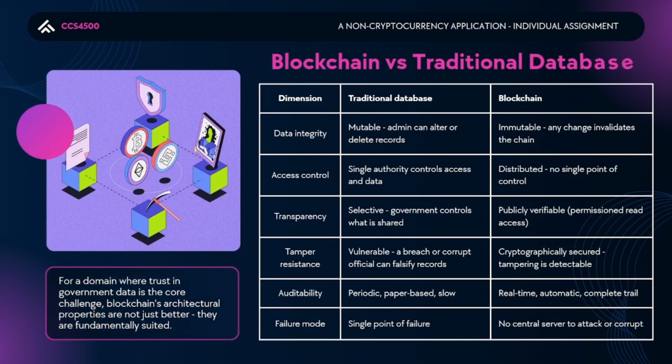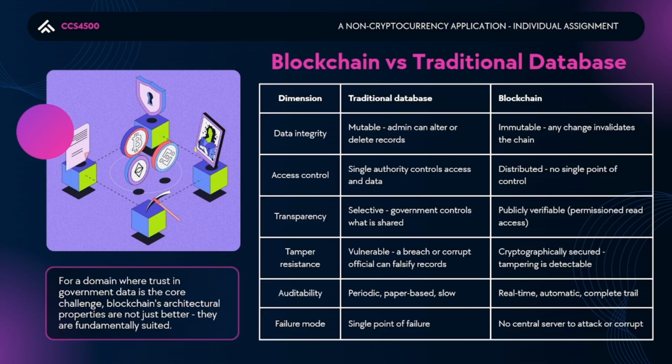And now let's compare how the same identity data would be handled in a traditional centralized system versus a blockchain. So, as you know, in a traditional database, a single authorized party, like the government minister or database administrator, is the one who controls the data entirely. They can alter, delete, or selectively share records. And this is not hypothetical, as there have been many documented cases where electoral rolls and identity records in various countries have been manipulated by insiders. And of course, the data integrity relies on the honesty of whoever holds the keys.